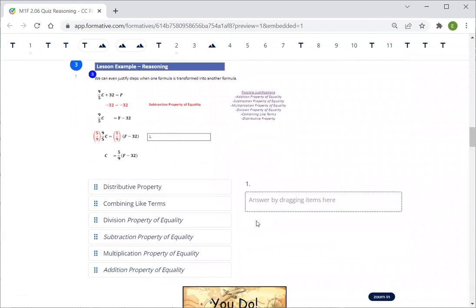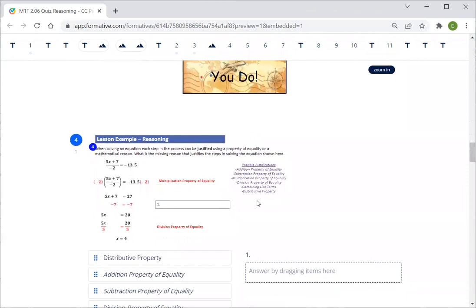Number 3, it says justify the steps. So this one is a literal equation that they're trying to solve for. And we can see here they subtract on both sides. So that is subtraction property of equality. And then this step, they're multiplying on both sides. So that would be multiplication property of equality. Okay, so it's just defining what you're doing.